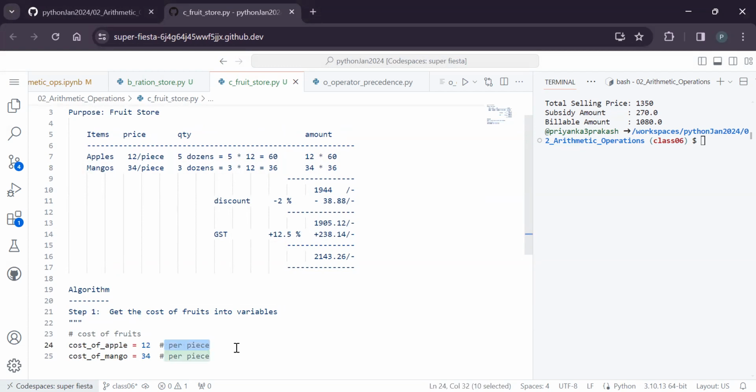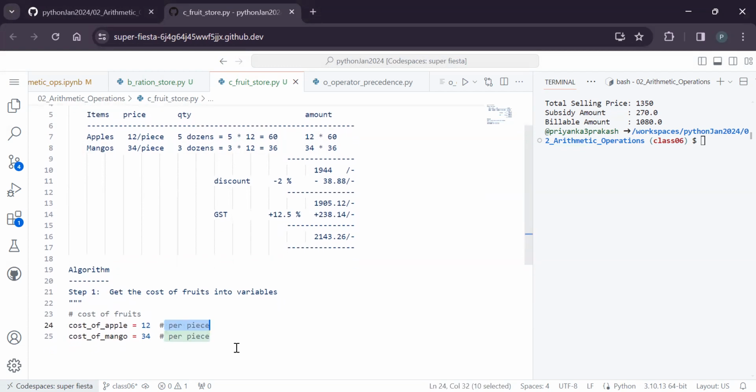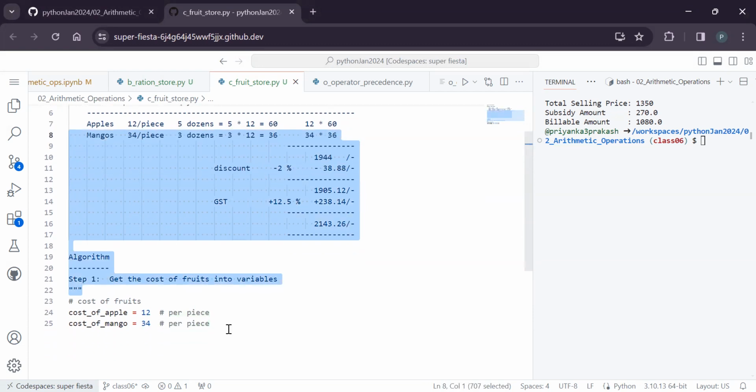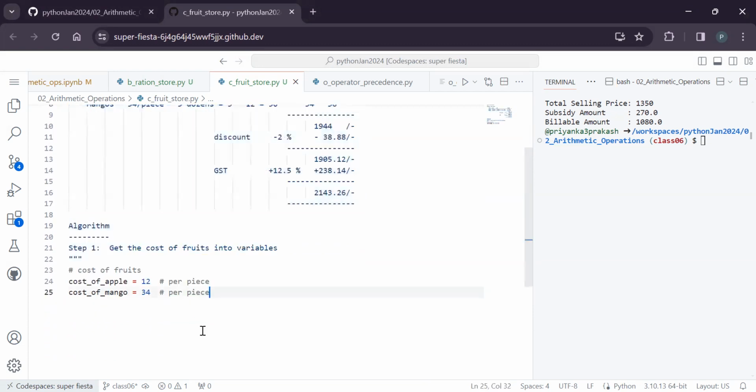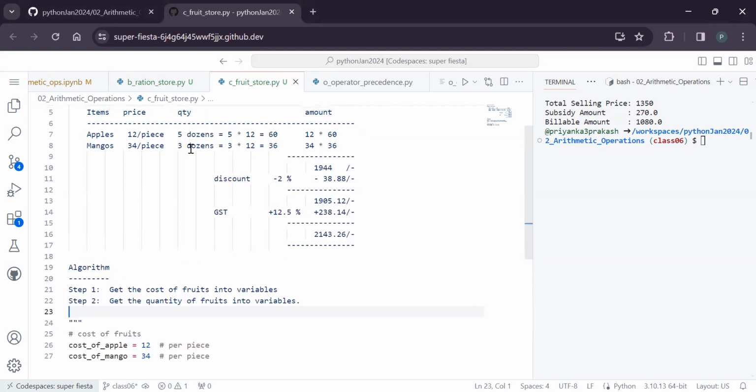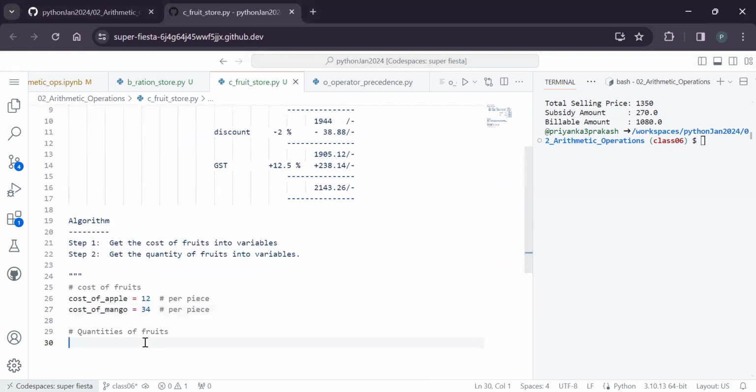Comments are for our understanding, for developers. Doc strings are for creating documentation, which I will tell you about afterwards. So like this, you wrote the cost. Now what is the next thing? After the cost, you need to write the quantities. So we need to get the quantities. But if you see the quantities here, it is saying 5 dozens and 3 dozens. So if I say quantities of fruits, I will start working like that.